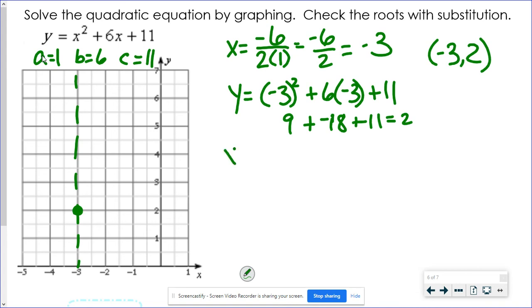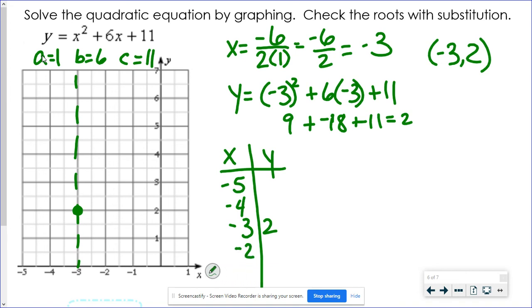When I make my table, so negative 3 is in the center, negative 4, negative 5, and then I'll have negative 2 and negative 1. Doing your substitution, again, feel free to use your calculator on this. I'm going to try to save a little bit of time here. Negative 5 squared is 25. 6 times the negative 5 is negative 30, so it's a negative 5 plus 11 is going to be 6.